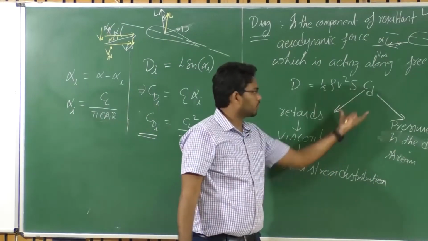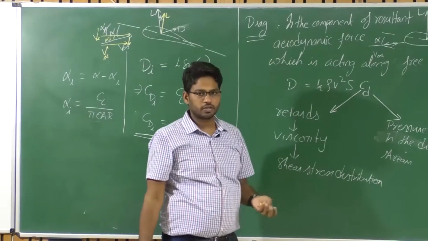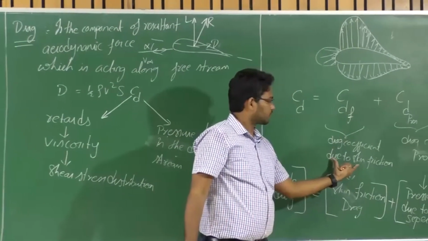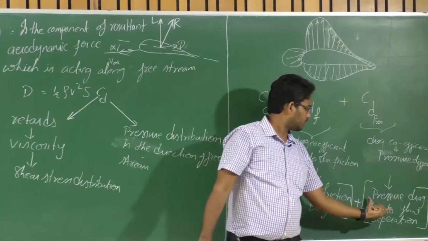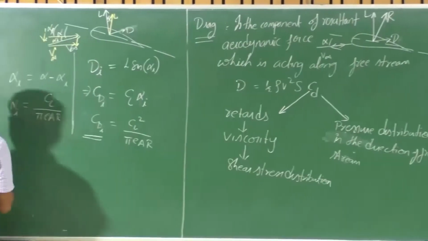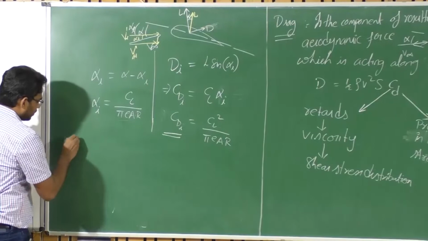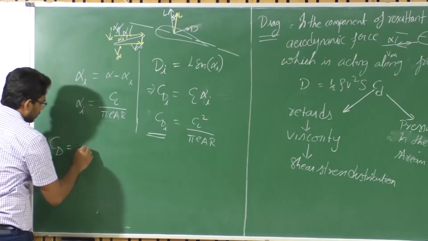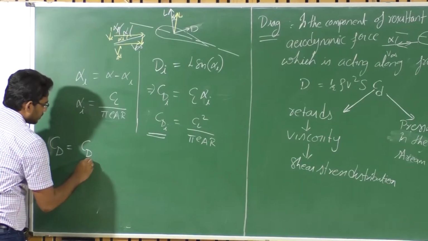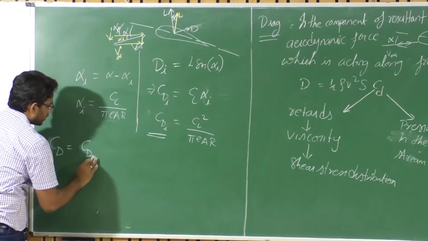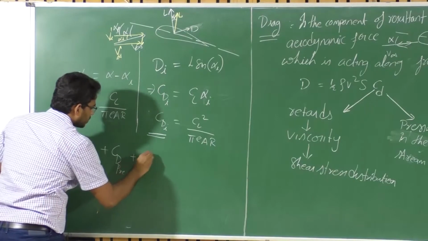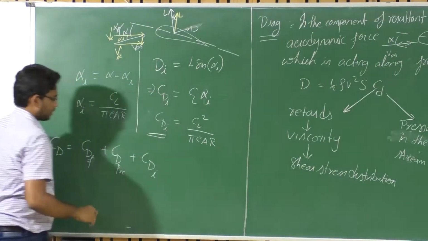At the same time, there is flow. When there is flow, there is pressure distribution as well as shear distribution. So what we have is drag coefficient due to skin friction as well as pressure drag coefficient due to flow separation. So the total drag coefficient CD for a finite wing is equal to CD because of skin friction, CDF, plus CD because of pressure drag, and CD because of induced drag.